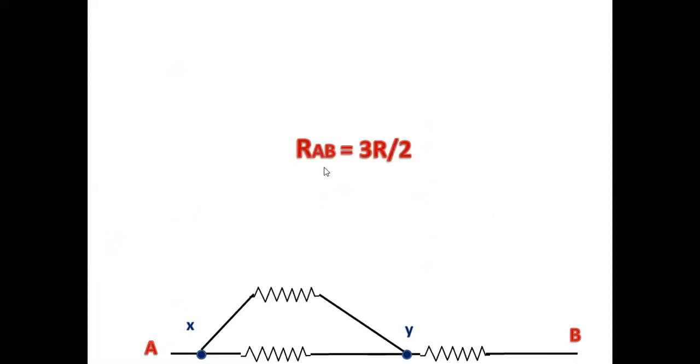So finally, why is R_AB 3R by 2? R parallel R is R by 2. R by 2 in series with R by 2 plus R. That means half R plus R. R by 2 plus R is 3R by 2, 1.5 R. Correct? This is half R, R by 2, R parallel R, plus R. 1 plus half, 1.5. That is 3 by 2 R, right?